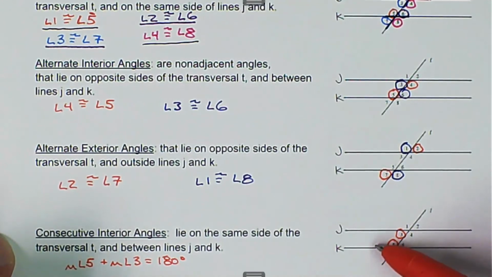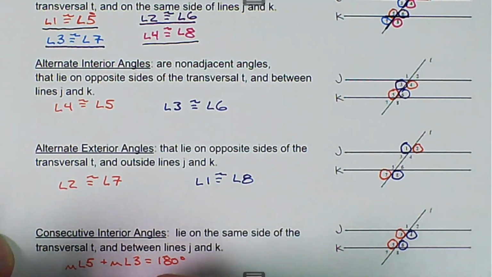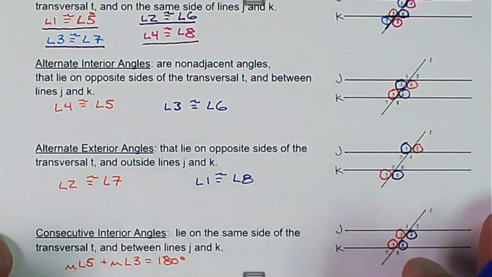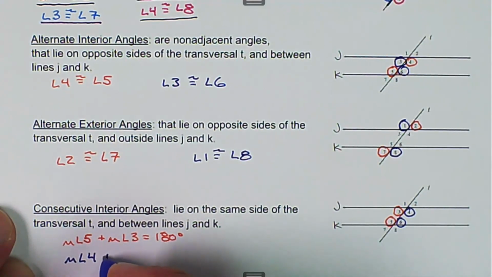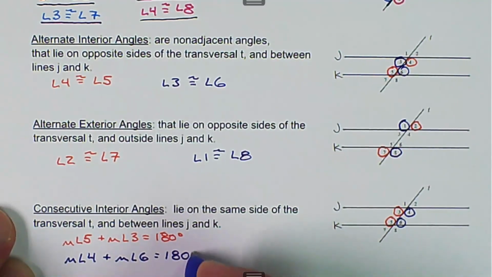So if you think about it, we're starting this way, we make a turn, we make another turn, and we're heading back the opposite way. So we're going to end up turning exactly the opposite direction. That's turning 180. The next, we have one more set, and that's going to be angle 4 and angle 6. And so the measure of angle 4 plus the measure of angle 6 is also equal to 180 degrees.